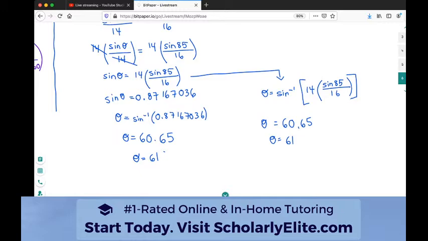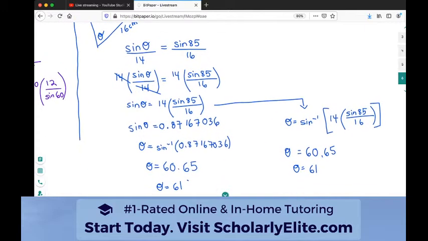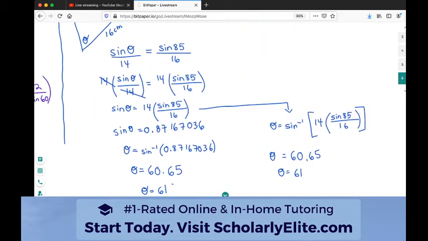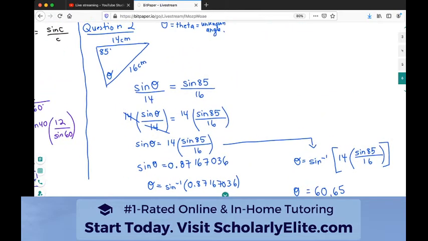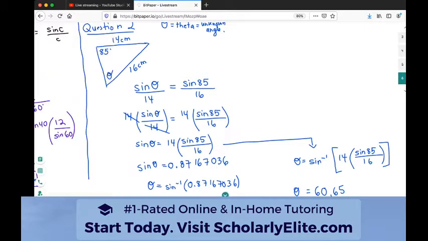So that means that our answer gets us 60.1. So if we look back at our triangle, we've got 85 and 60.1. So this is 61 degrees. Okay, if anyone is confused by that, we're going to do another example, so do not worry.